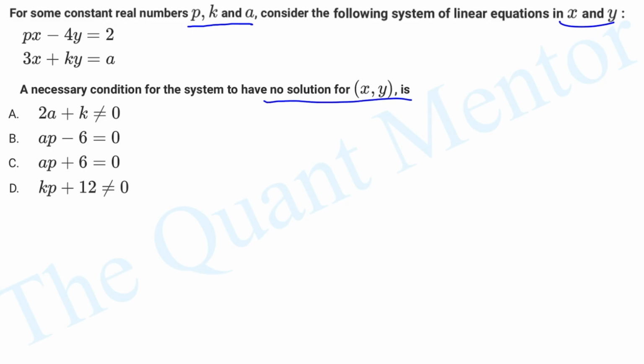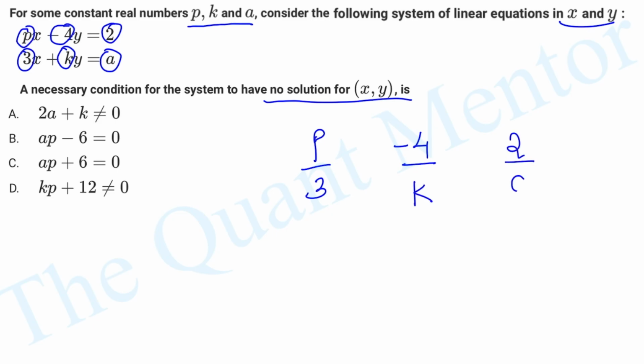Now, we know that whenever we want to check the nature of solutions, unique solutions or infinite solutions or no solutions, we take the ratio of the x coefficients and the ratio of the y coefficients and the ratio of the constant terms. So ratio of the x coefficients is p by 3. Ratio of the y coefficients here is minus 4 upon k. And the ratio of the constant terms here is 2 by a.